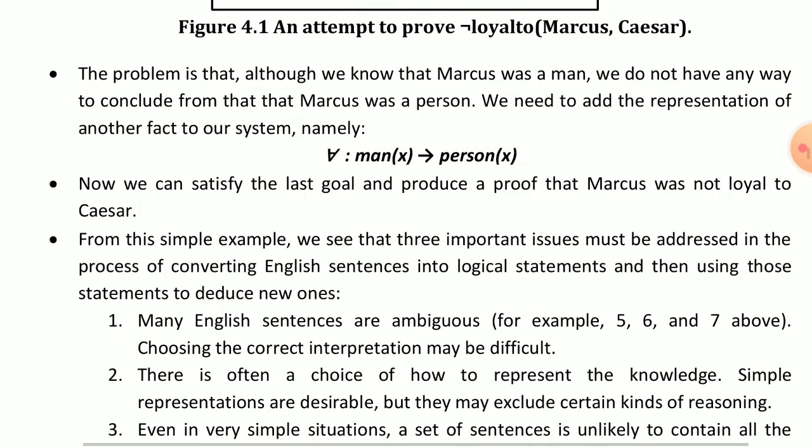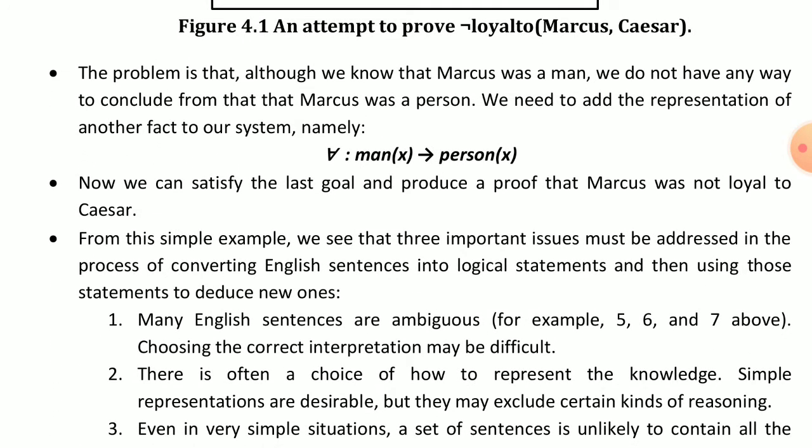Now the problem is that although we know that Marcus was a man, in starting we can take the first sentence, Marcus was a man. And then we do not have any way to conclude from that that Marcus was a person. We all know that Marcus was a man and man is a person.